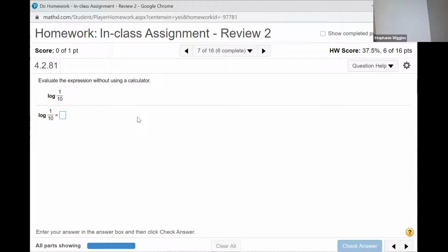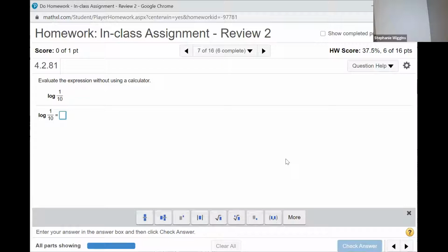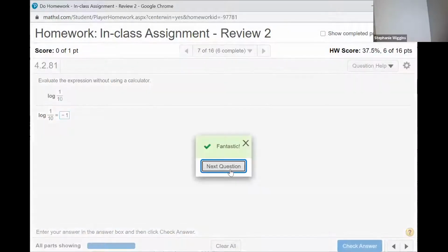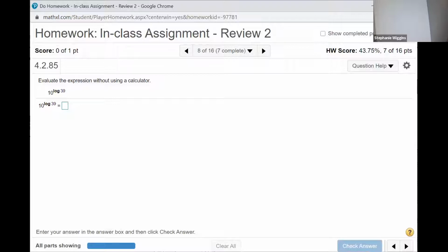Logs are exponents. And when the base is not shown, as in this case, there's no base written, it's assumed to be 10. So this log is an exponent. What exponent on 10 will give you 1/10? Does anybody know? What exponent on 10 equals 1/10? Right, -1. So remember, logs are exponents. So when you're looking for a log, you're just looking for an exponent. Of course, you have to know what the base is.